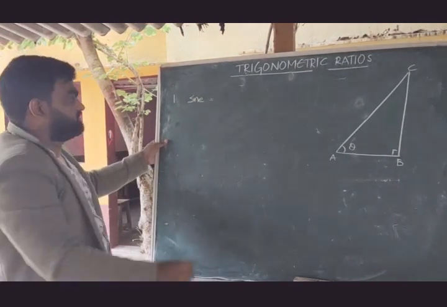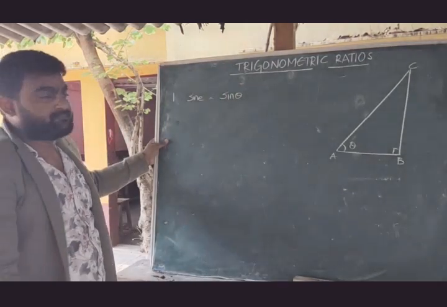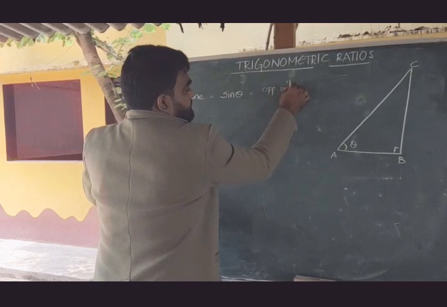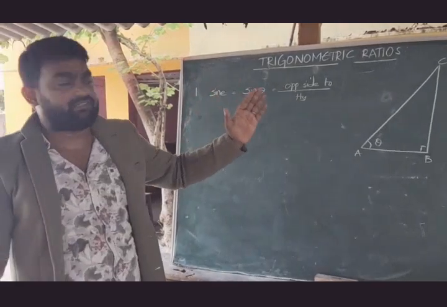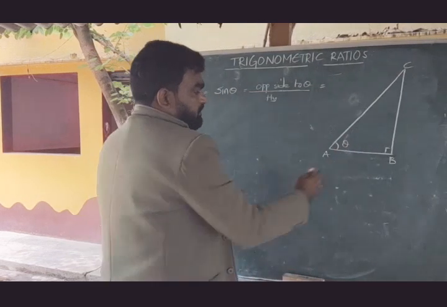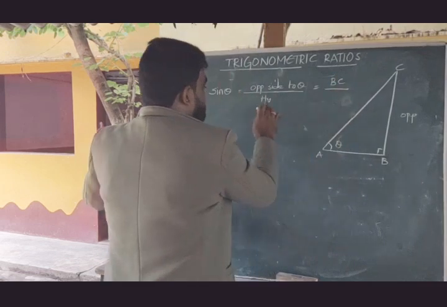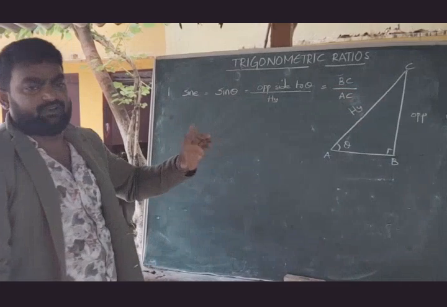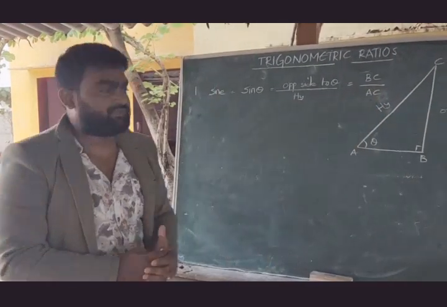First one is sine in short form. Sine theta is equal to the opposite side to theta by hypotenuse. What is opposite here? BC, divided by the hypotenuse, AC. So BC by AC, opposite by hypotenuse.